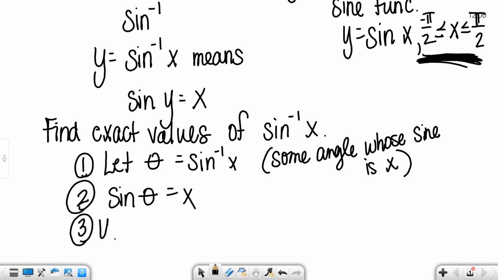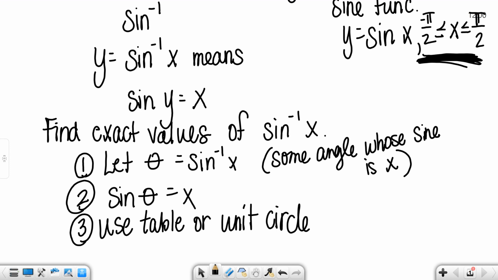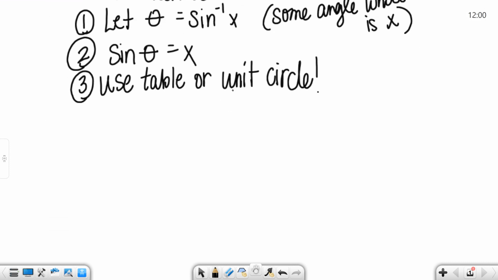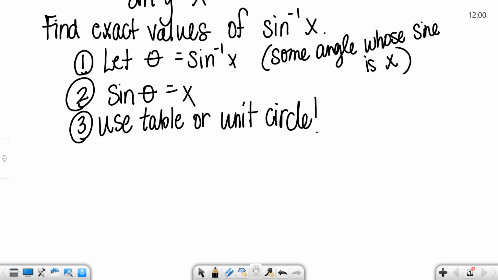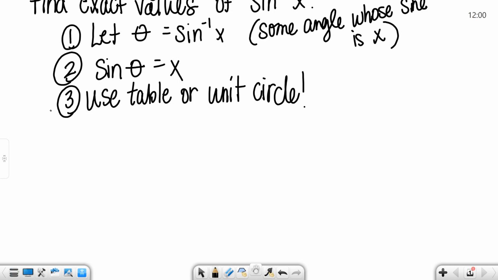And then the next thing we're going to do is use the table, or you could use that unit circle. I love that unit circle that I gave you in Moodle. It's got everything listed on there. I am going to draw you a table for the sake of us being able to talk about this right here on the board. All right, so here's the table that I'm going to be referring to at the moment.